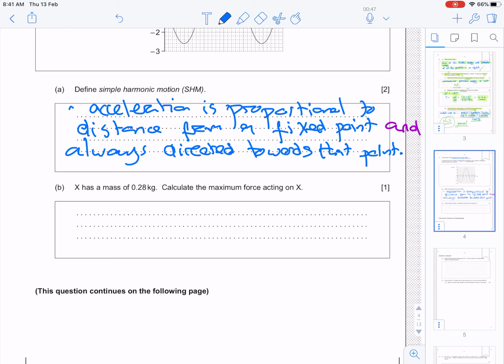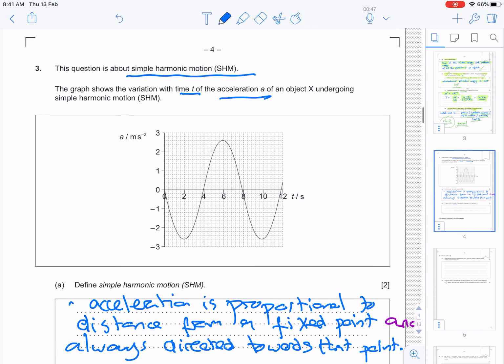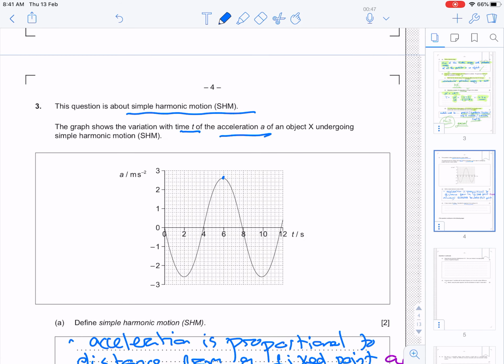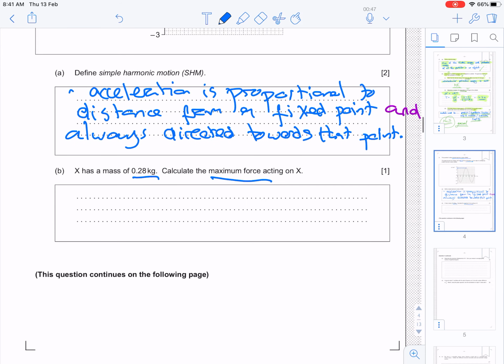Okay, now question part B. X has a mass of 0.28 kg, find the maximum force. So to do this, we need to find the maximum acceleration. That's on the graph here, 2.6 meters per second squared. So we're going to use a very familiar equation, F equals ma, and get 0.28 times 2.6. And that gives us a force of 0.73 newtons.